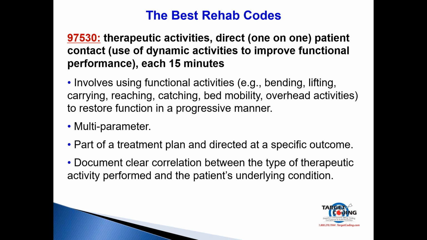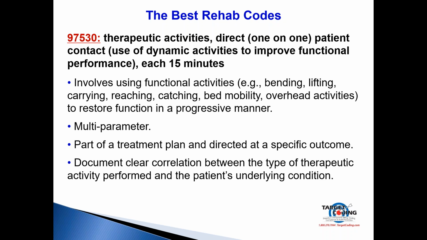All right, let's talk about the next most common and best rehab code: therapeutic activities. Direct one-on-one patient contact. Required use of dynamic activities to improve functional performance. All of these codes, again, are time-based. You could bill them in units. This code involves functional activities. A lot of people call this code the ING code because whatever you're doing, whatever you're billing for, it better relate to bending, lifting, reaching, carrying.